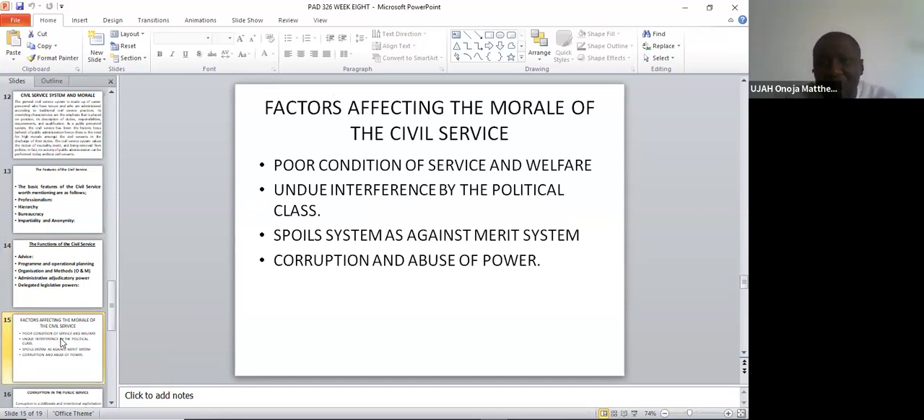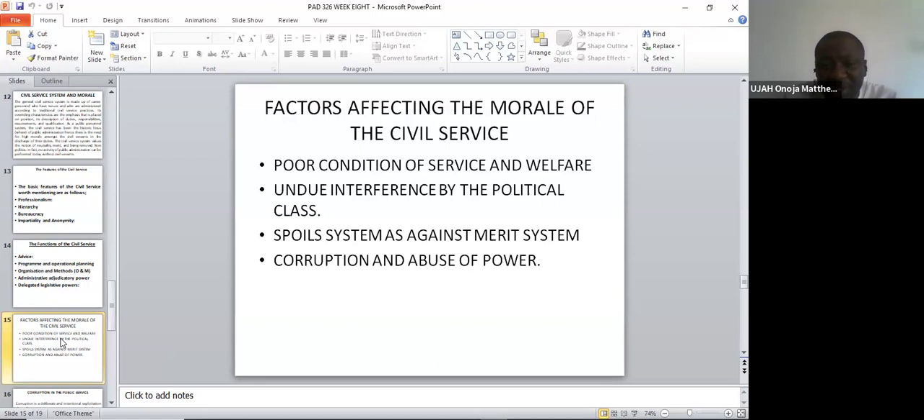So there are also factors that affect morale within the civil service, and a few of them mentioned here are poor condition of service and welfare. A system where the reward system is poor, or that does not take into consideration the needs of the civil servant, is one in which the morale is definitely low and productivity would definitely be low.